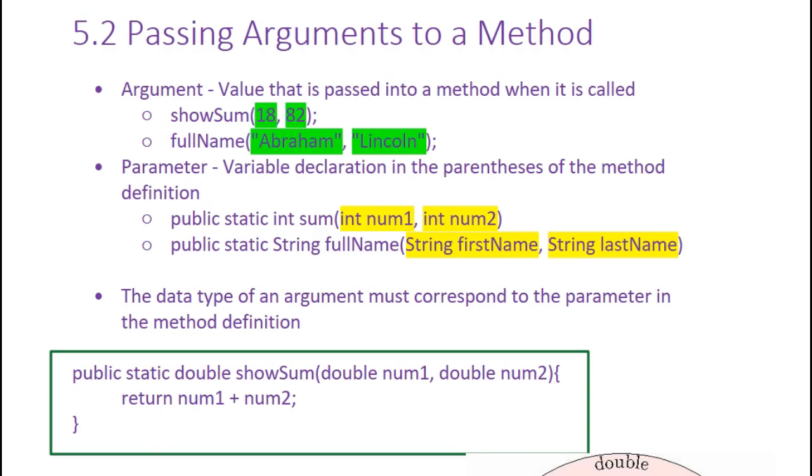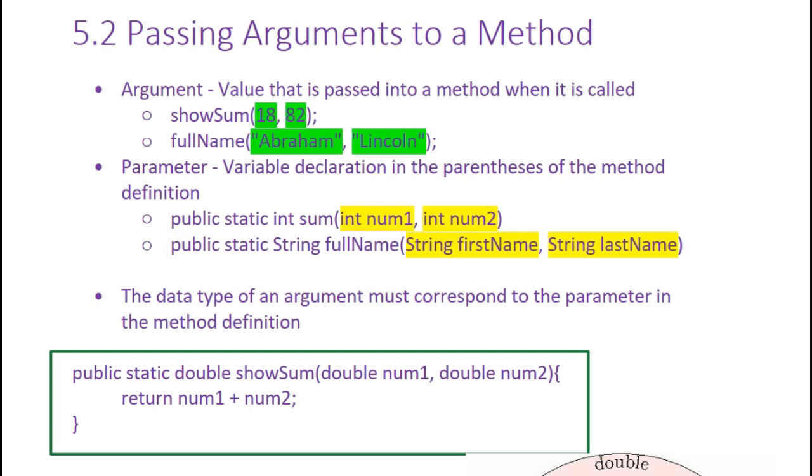Section 5.2. Passing arguments to a method. Values that are sent into a method are called arguments. The data type of an argument in a method call must correspond to the variable declaration in the parentheses of the method declaration. The parameter is the variable that holds the value being passed into a method.